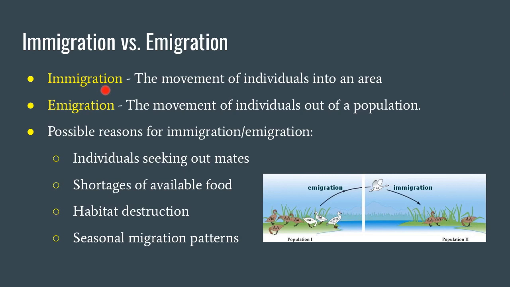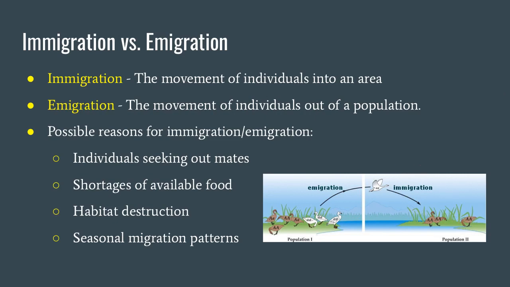Immigration is the movement of an individual into an area. So here we have this white goose. It is immigrating into this area with all the brown geese. Okay, so it's coming into the population, it's immigrating. Emigration is where we have individuals move out of the population. So here we had one of the white geese that emigrated out, and then it immigrated into a new one.